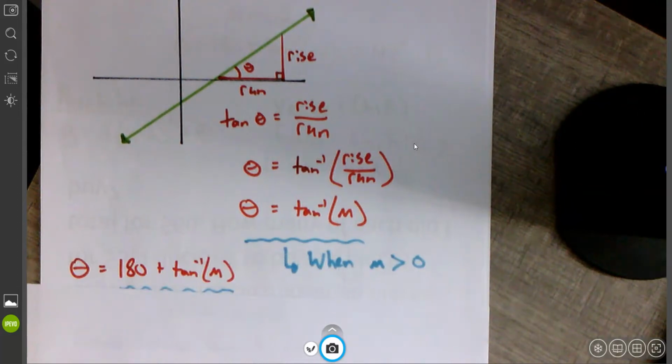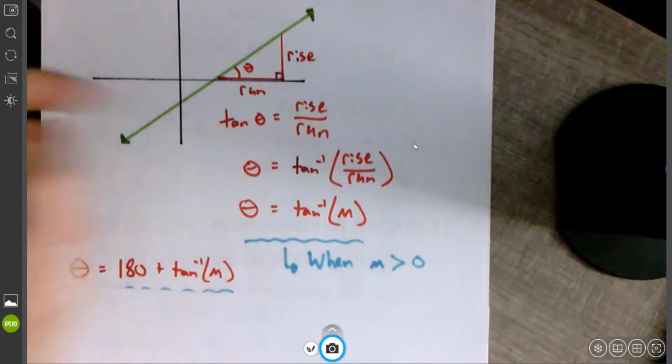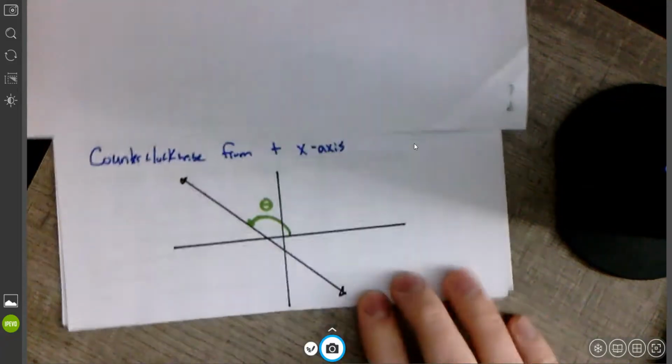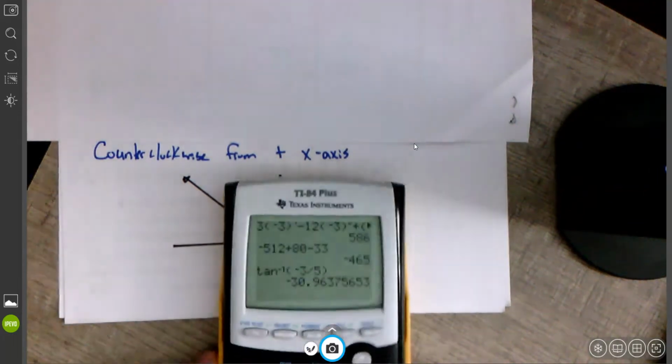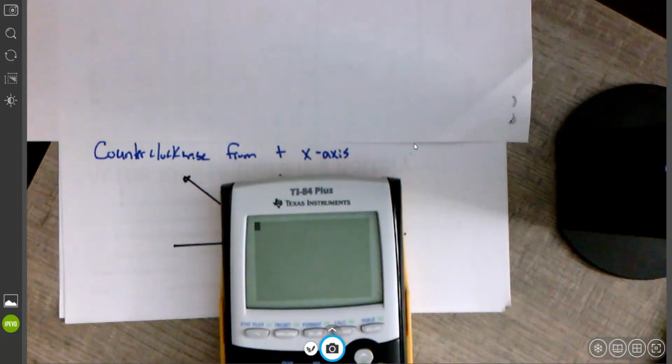Now that only applies when m is positive. When the slope is positive, that will work. When m is negative, if we get something like this, that would be the negative slope of a line. And if I hit inverse tangent of a negative number, think about what inverse tangent does. Inverse tangent will give us answers between negative 90 and 90.